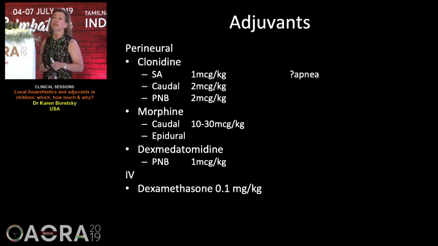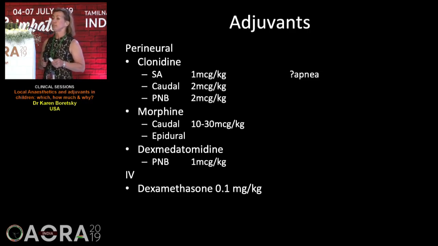Clonidine for spinal anesthesia will increase your duration. The usual duration of a spinal anesthetic using an amide is 60 minutes. You can get up to 90 minutes if you add 1 mic per kilo of clonidine. For caudals, you can increase your amount of time by 4 to 6 hours by adding 2 mics per kilo, and likely with the peripheral nerve blocks, although that data is a little bit less convincing.